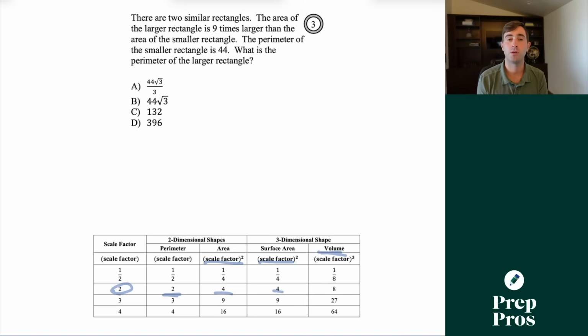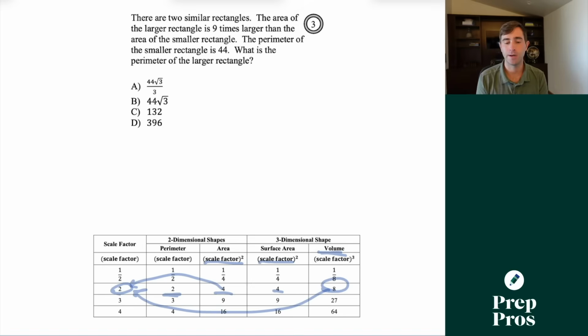Volume is in cubic units, so you need to cube your scale factor if you want to find your volume multiple. Now this also means if we want to reverse these, if we know an area multiple or a surface area multiple and we want to know our scale factor, we will take the square root of that value to get back to our scale factor. And if we're dealing with volume, we will take the cube root of the volume multiple between the 2 shapes to go back to our scale factor. So now go ahead and see if you can apply it to this example here, then we're going to talk through this. So here we see there are 2 similar rectangles.